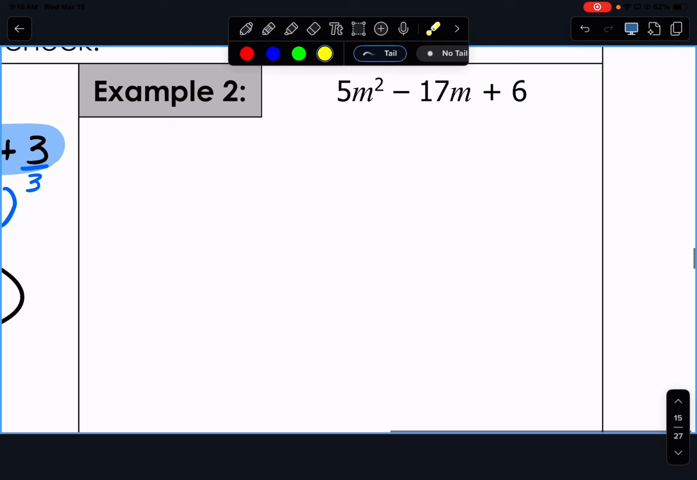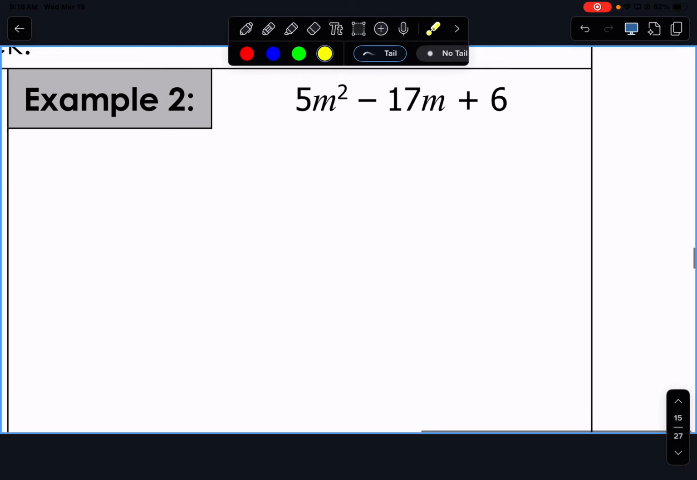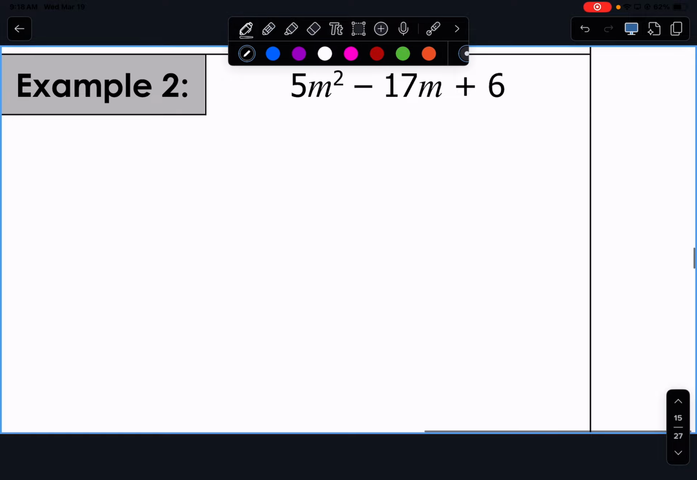All right, so let's look at number 2. So for number 2, what is A? 5. What is B? Negative 17. We got to make sure we take that. And what is C? 6. Okay, so what I need to do is figure out what multiplies to give me A times C. What is A times C? 30. Okay, and then what adds to give me B? What is B?